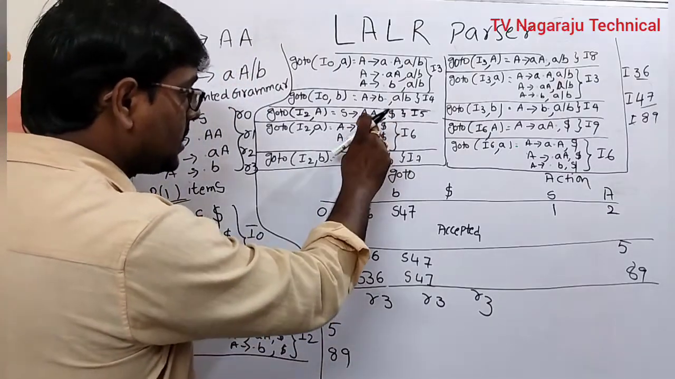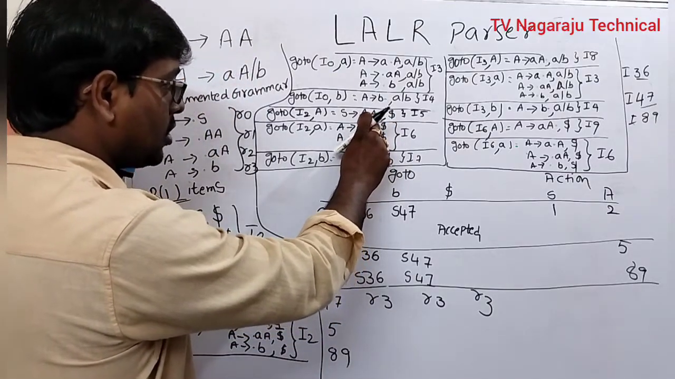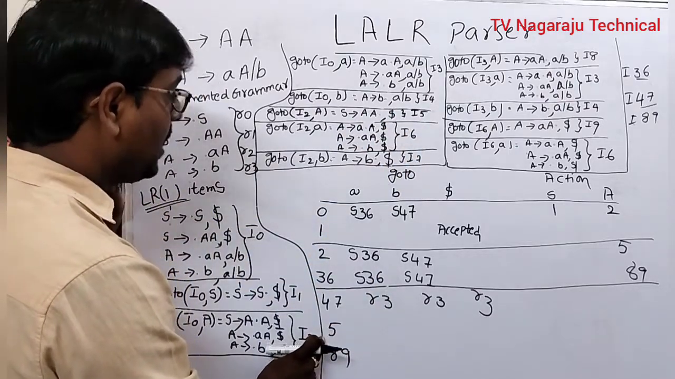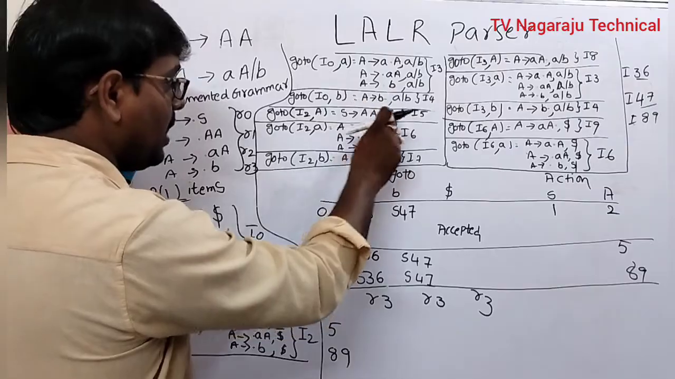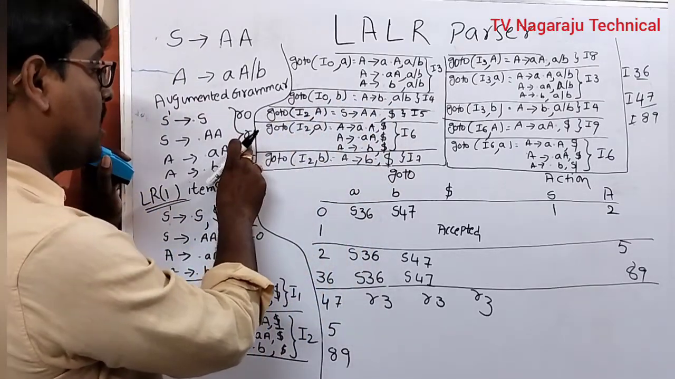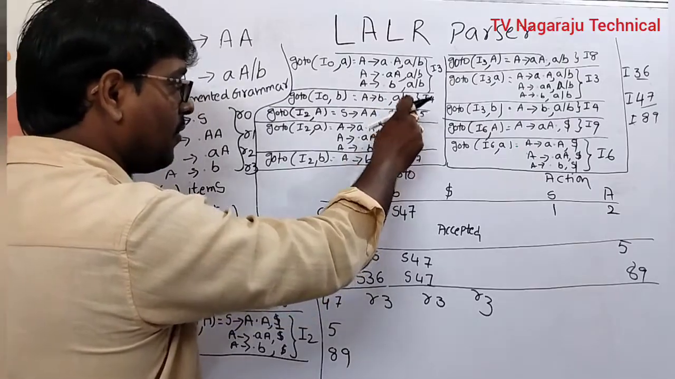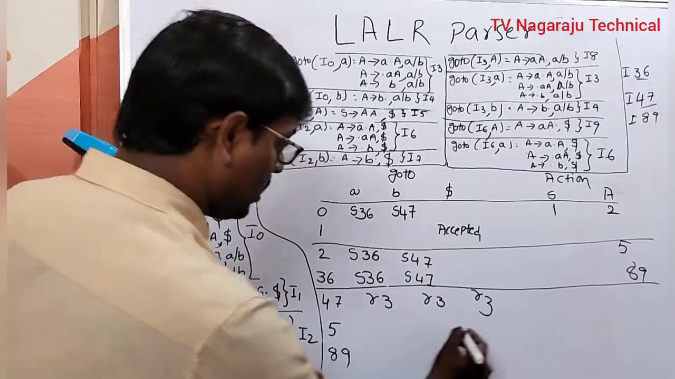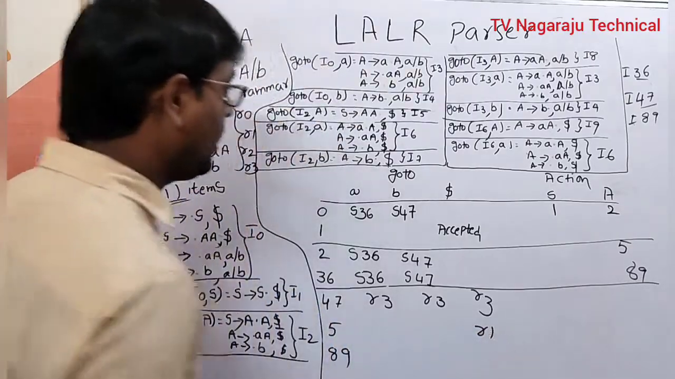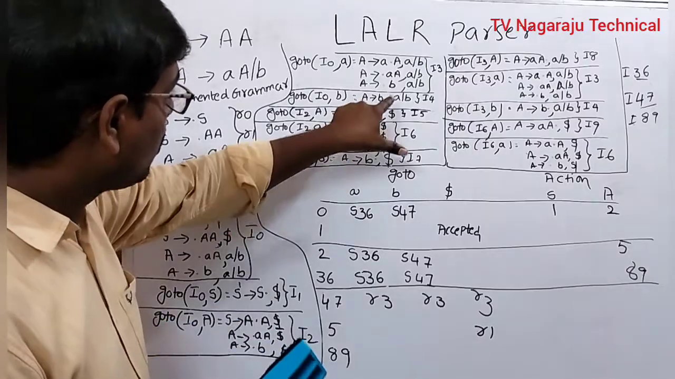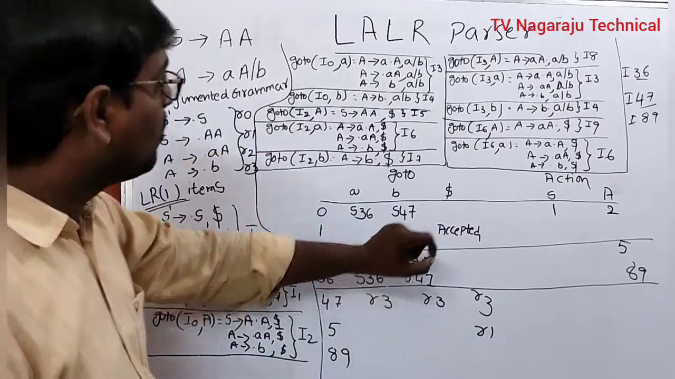Suppose consider this one. This is the ending production. So on state I5, what is the lookahead? Dollar. So the production number is R1. Thus on state 5, for the lookahead dollar, we are writing R1. You got it? We are writing R1. Is any other probable? So I4 and I7 are completed.